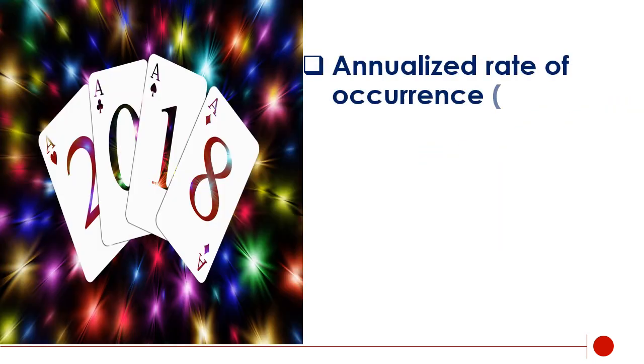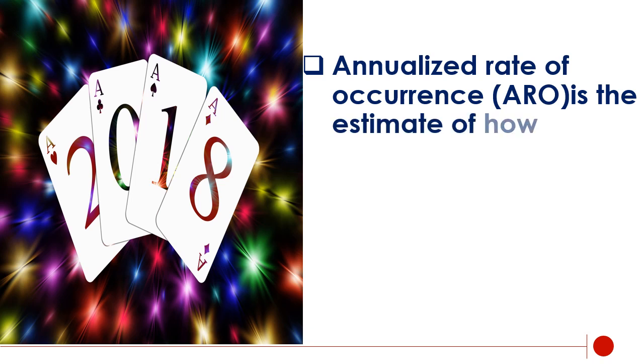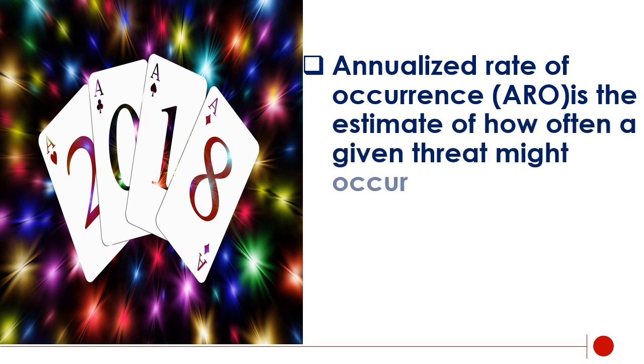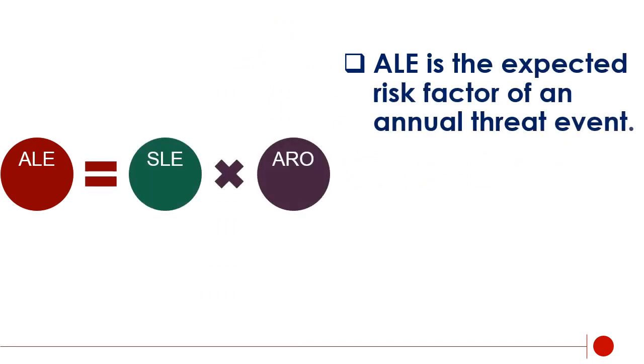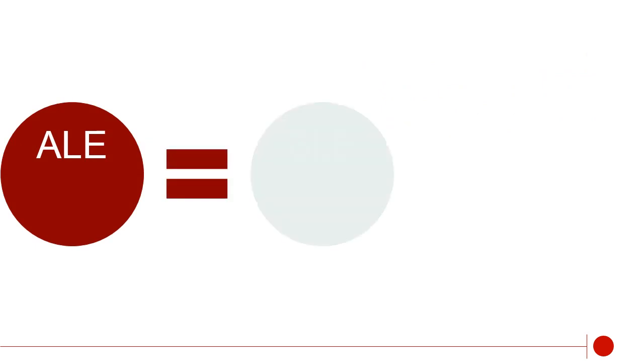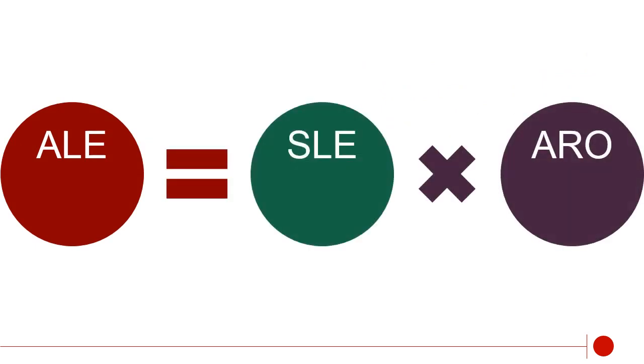Annualized rate of occurrence, ARO, is the estimate of how often a given threat might occur annually. ALE is the expected risk factor of an annual threat event. To determine the ALE, you must know the SLE and the annualized rate of occurrence, ARO. The calculation for the ALE is ALE equals SLE times ARO.